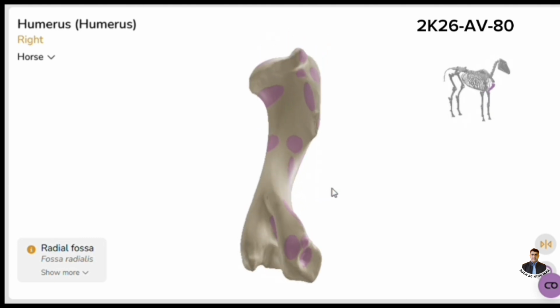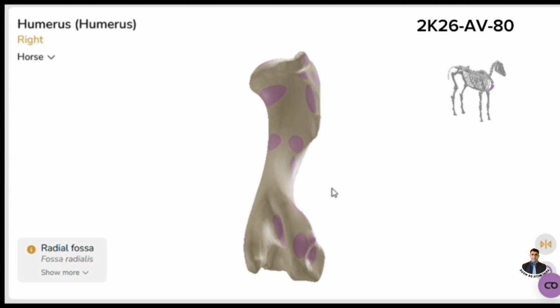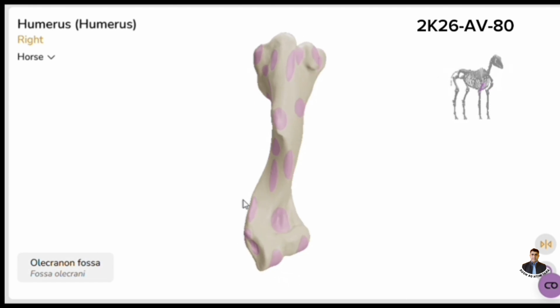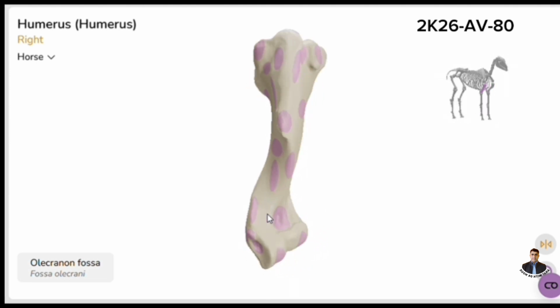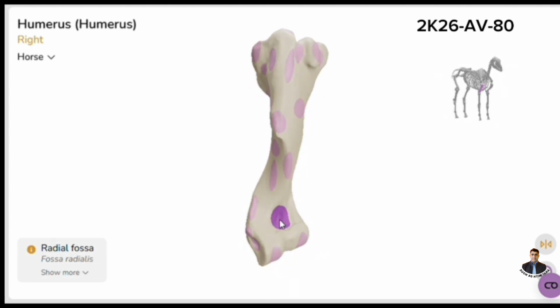So you know that the olecranon fossa receives the ulna during extension of the elbow and the radial fossa receives the radius during flexion of the elbow. The olecranon fossa is used for extension and the radial fossa is used for flexion.